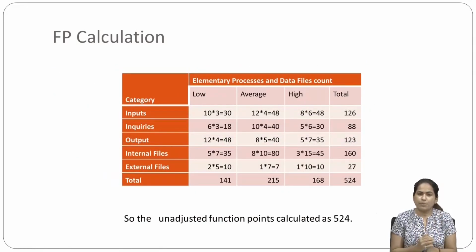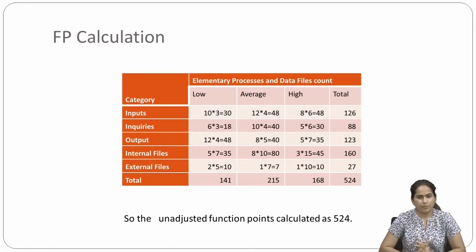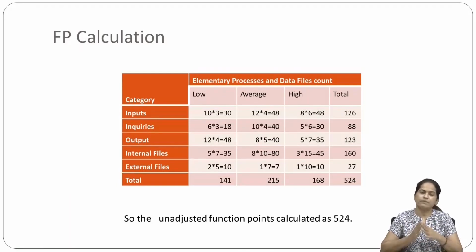So this is point 3 where we are able to find unadjusted function points. Based on that we will get the fourth step in which we find the function point value. So today we are stopping here. In the next lecture we will continue with the remaining steps, step 4 and step 5.